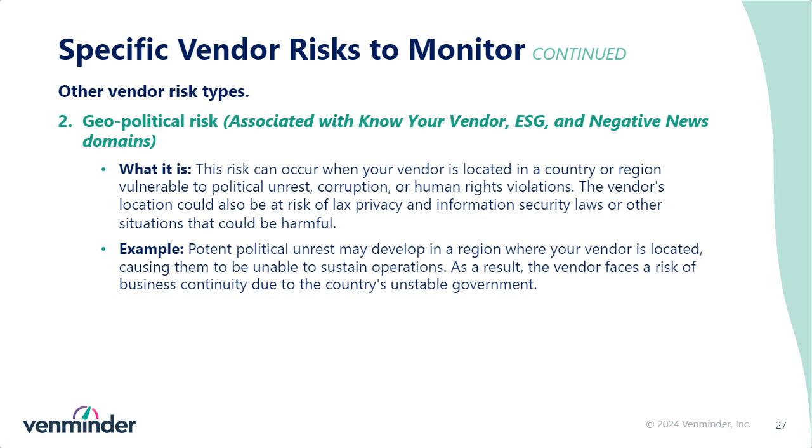Another less common risk is geopolitical risk, associated with Know Your Vendor, ESG, and negative news domains that we talked about earlier. This risk can occur when your vendor is located in a country or region that may be vulnerable to political unrest or corruption or human rights violations. The vendor's location could also be at risk of lax privacy or information security laws or other situations that could be harmful. An example here is, a political unrest may develop in a region where your vendor is located, causing them to not be able to sustain operations.